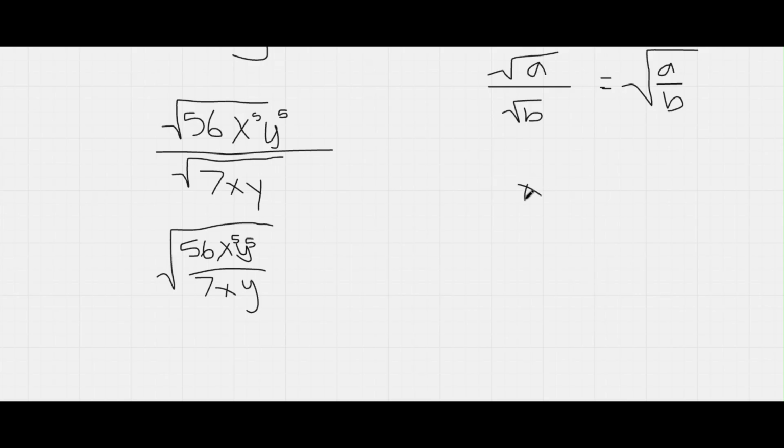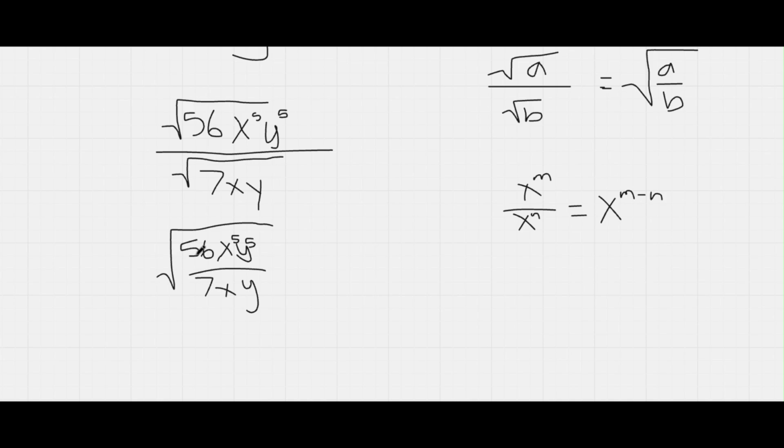x to the m over x to the n equals x to the m minus n. All right, so here we go.